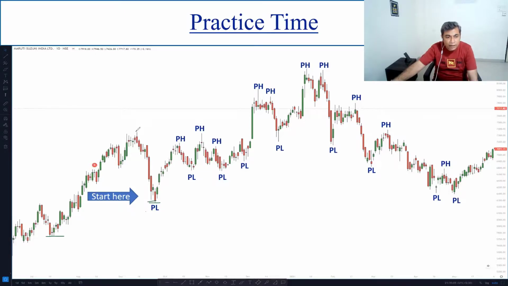Then we have this higher high, and then we again have a new pivot low at this point. Now we know that when you have a series of at least two pivot lows and pivot highs, it means that we are in an uptrend.